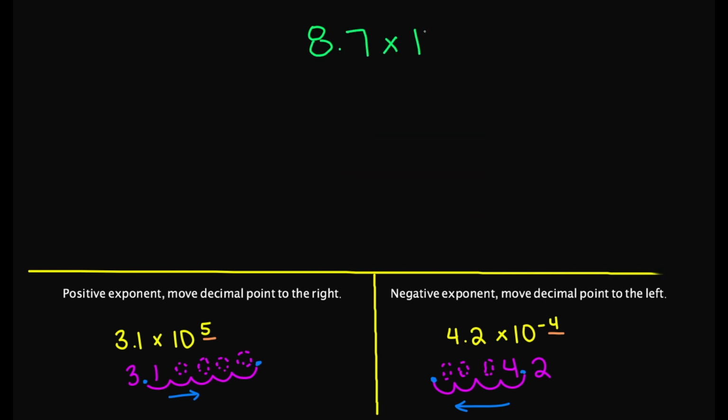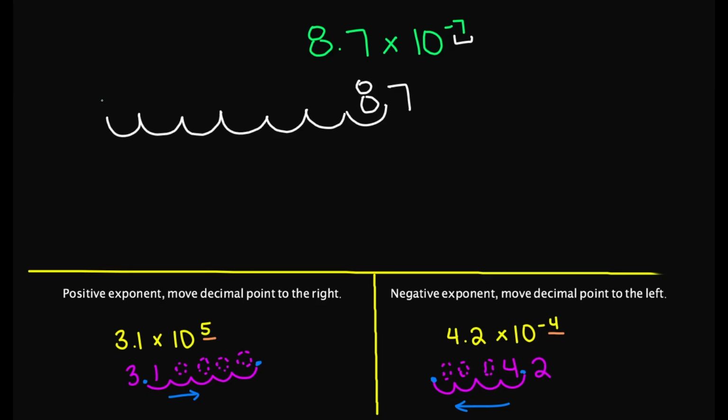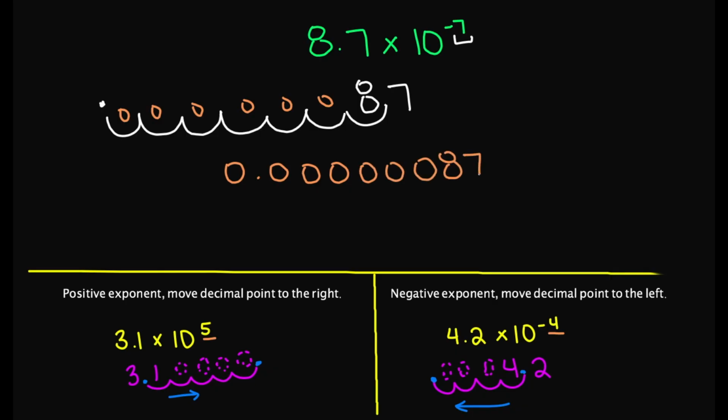8.7 times 10 to the -7 power. So I'm going to take my 8.7 and I am going to move my decimal point 7 places to the left because I have a negative exponent. So I'm going to go 1, 2, 3, 4, 5, 6, 7. My new decimal point is going to be here. And I'm going to fill in these spaces here with zeros. So your answer here is going to be 0.00000087. So you have 6 zeros, and this is your final answer here.